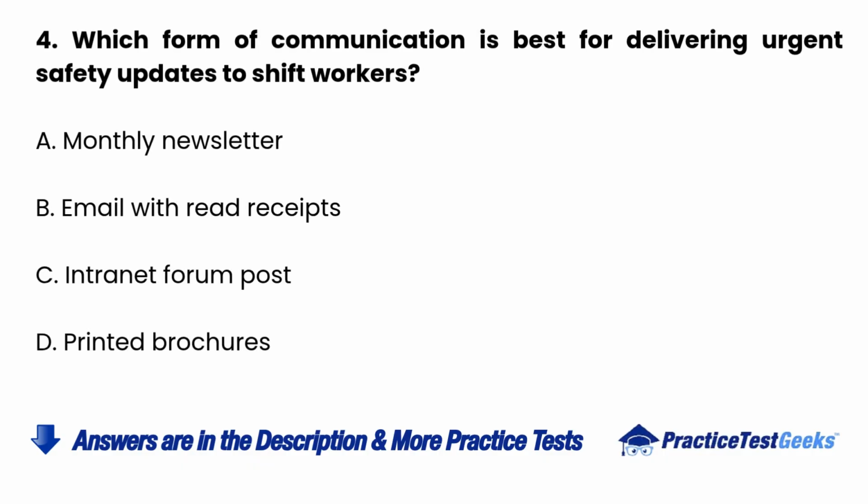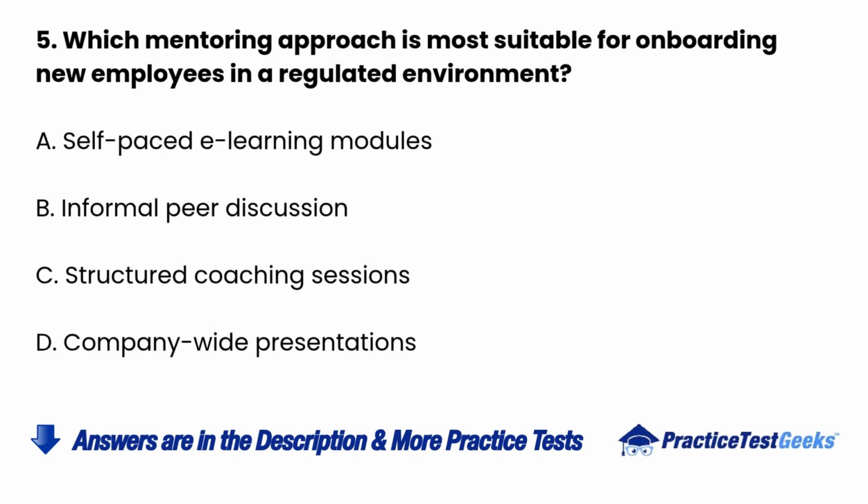4. Which form of communication is best for delivering urgent safety updates to shift workers? A. Monthly newsletter. B. Email with read receipts. C. Intranet forum post. D. Printed brochures. 5. Which mentoring approach is most suitable for onboarding new employees in a regulated environment?